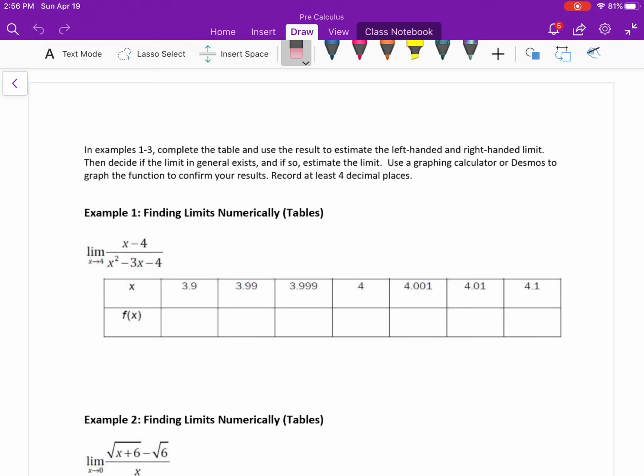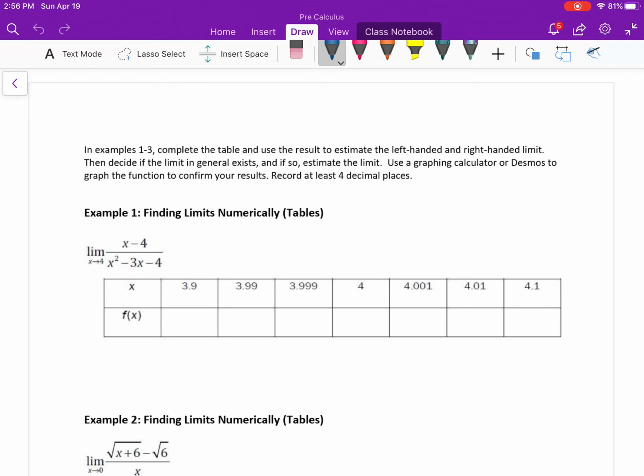So in example 1 we have the limit as x approaches 4 of the function (x minus 4) divided by (x squared minus 3x minus 4). And what we're trying to find is the function values that this approaches, not necessarily what it is at 4, but what it approaches when my x values get closer and closer to 4 from both sides.